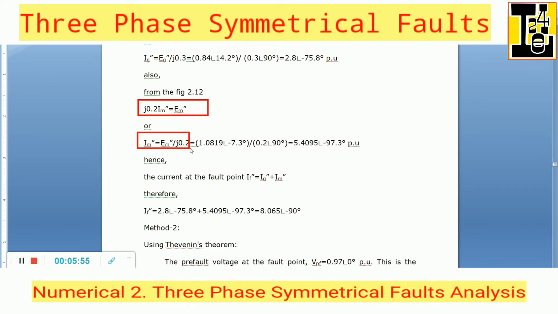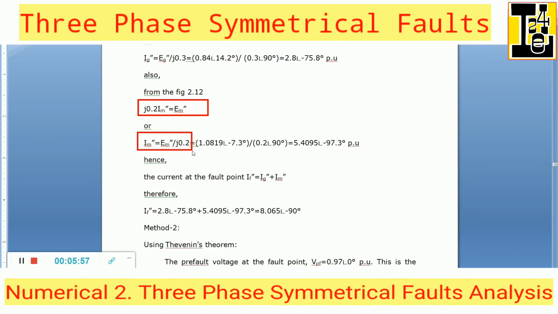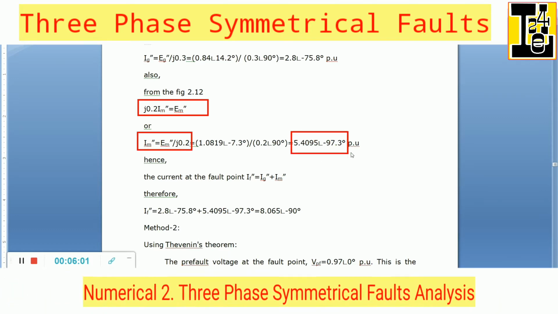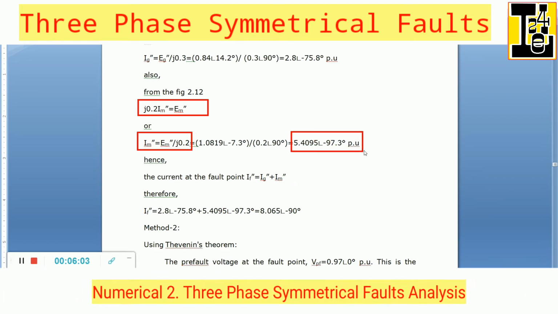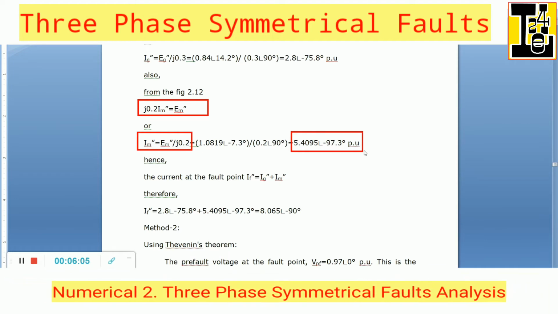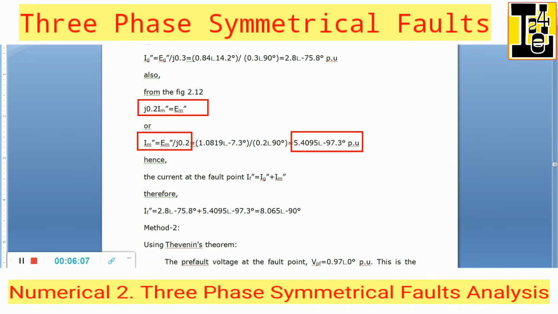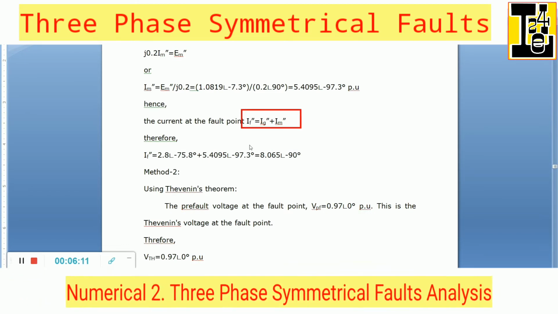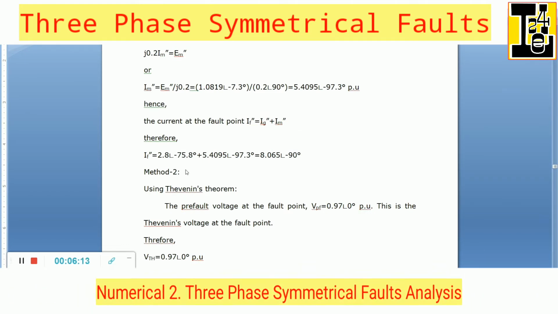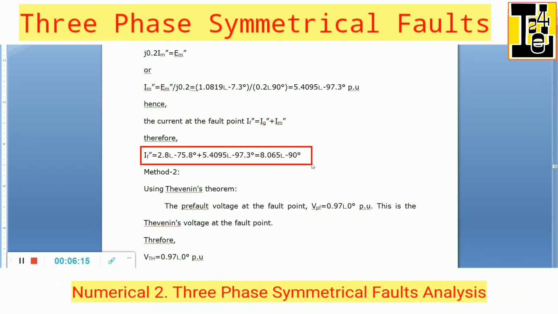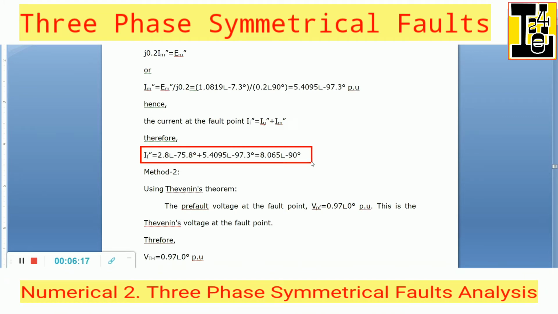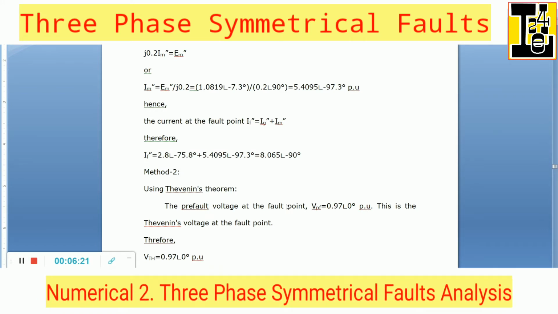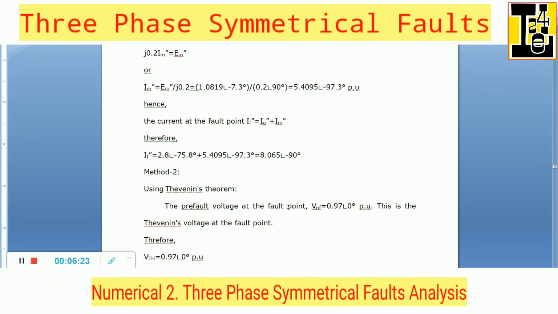Im double dash is equals to Em double dash divided by 0.2 J. On solving, we will get 5.4095 at an angle minus 97.3 degree per unit. Hence, the current at the fault point If double dash is Ig double dash plus Im double dash, that is equals to 8.065 at an angle minus 90 degree. This is how we can solve the subtransient fault currents by using Kirchhoff's law.